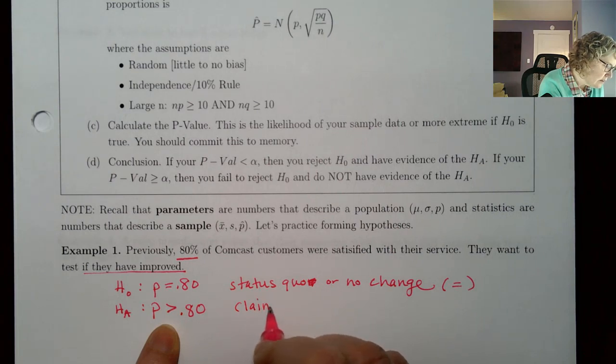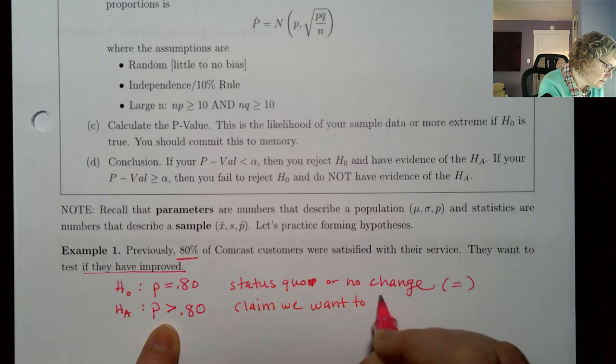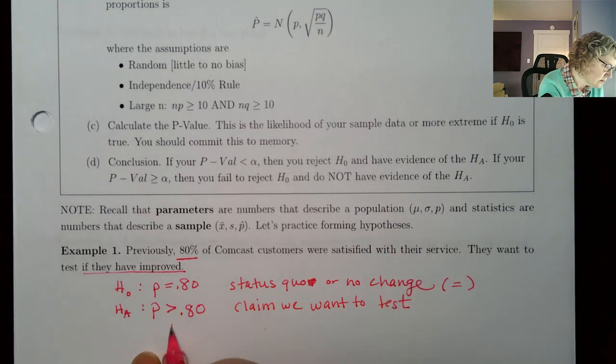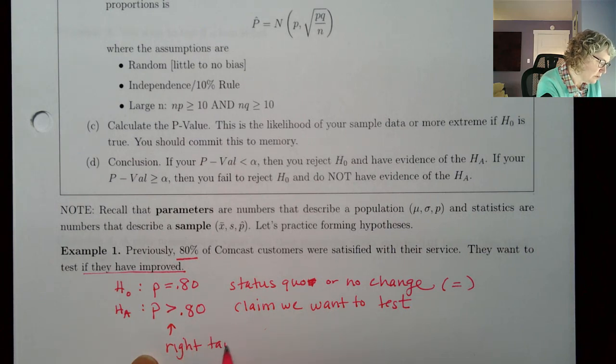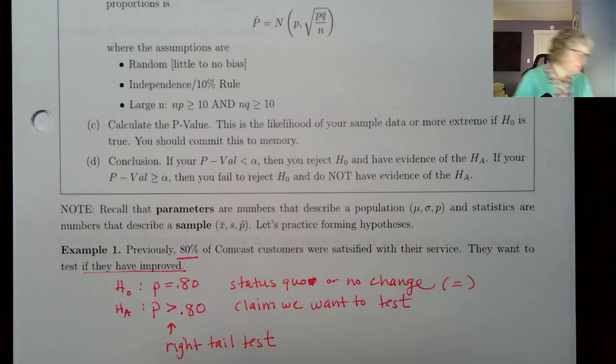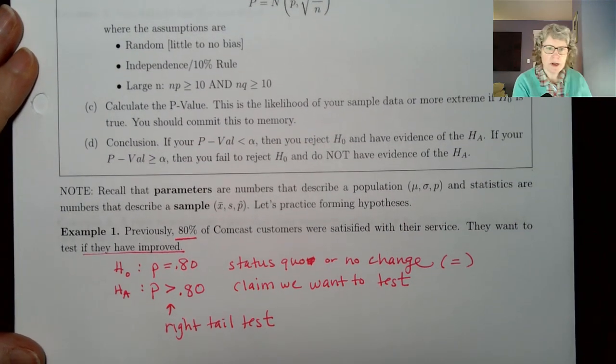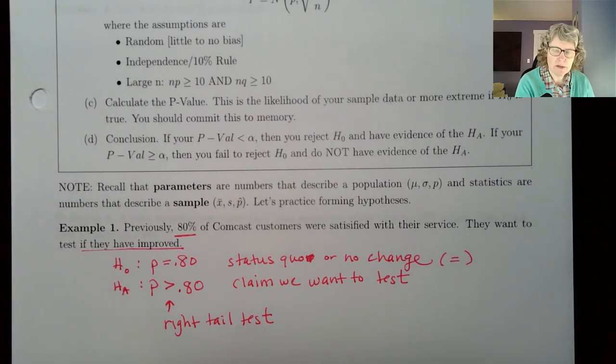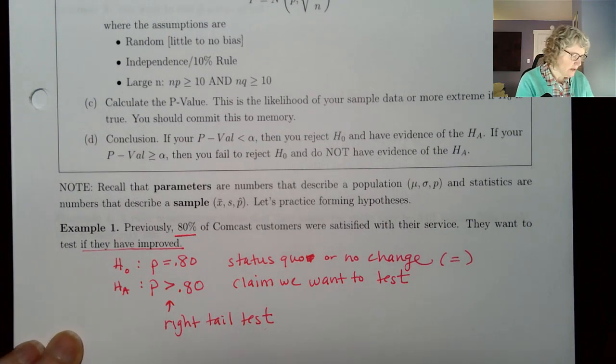Let me write this down first. This is the claim we want to test. And because it's a greater than, this would be a right tail test. I just wanted to write out the hypotheses for that. Now let's go ahead and do a whole example.